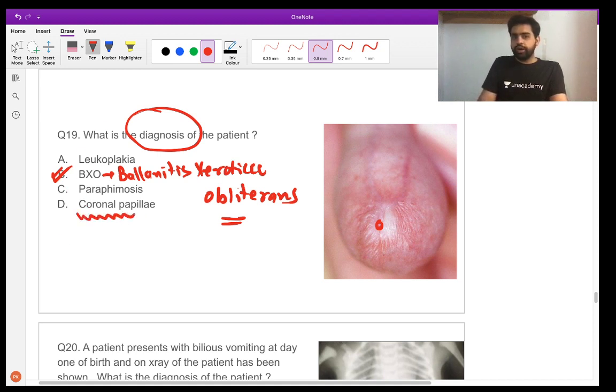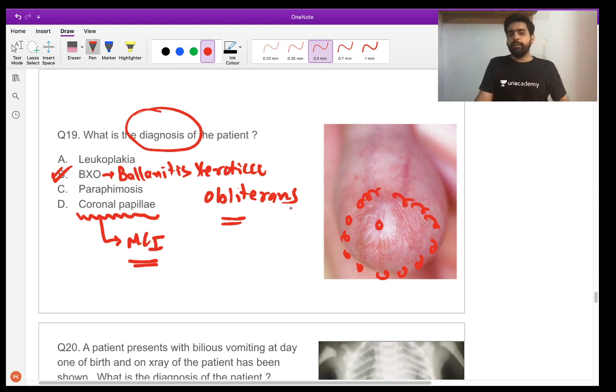Now, coronal papillae, this is an important image again. This was asked in the recent MCI exam. As the exam conducting body is the same, you might get an image of this. So what is coronal papillae? You will find a proper glans and you will find pearly papules all around. So this is what coronal papillae is, but this is not coronal papillae. I don't have an image of that.